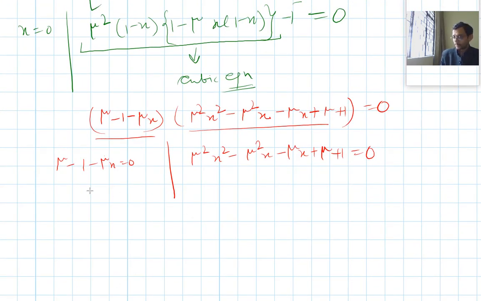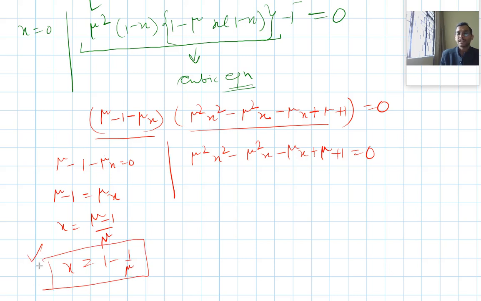So from here I can write down that mu minus 1 is equal to mu x, and from here I can write down x is equal to mu minus 1 over mu, and it is 1 minus 1 over mu, as I talked about in the earlier lecture also. This is the other stable point.